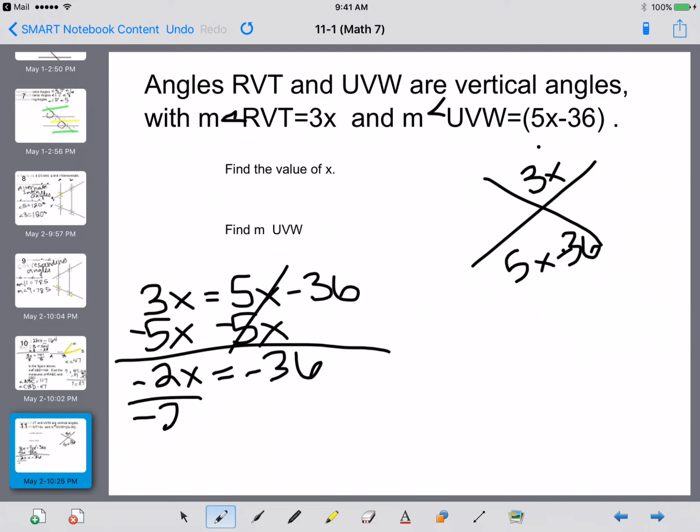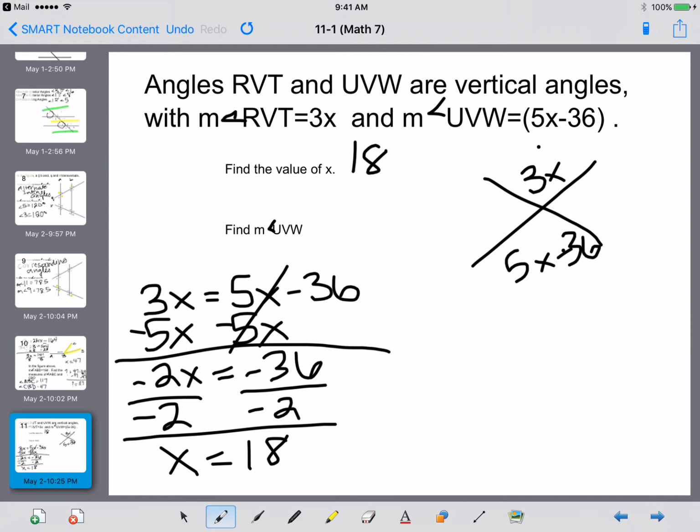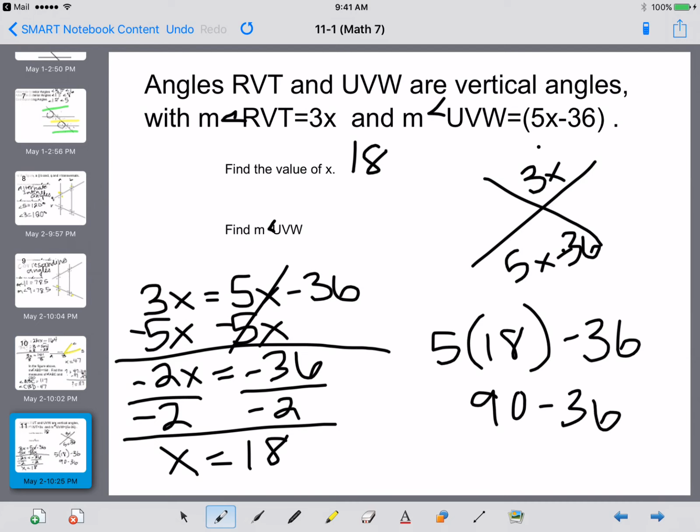Then we divide by negative 2, divide by negative 2. A negative divided by a negative is a positive, and 36 divided by 2 is 18. So we've got x equaling 18. And now we need to find the measure of UVW. So 5x minus 36 is what that is. If x is 18, we just plug in 18. So 5 times 18 equals 90 minus 36, and that is 54.